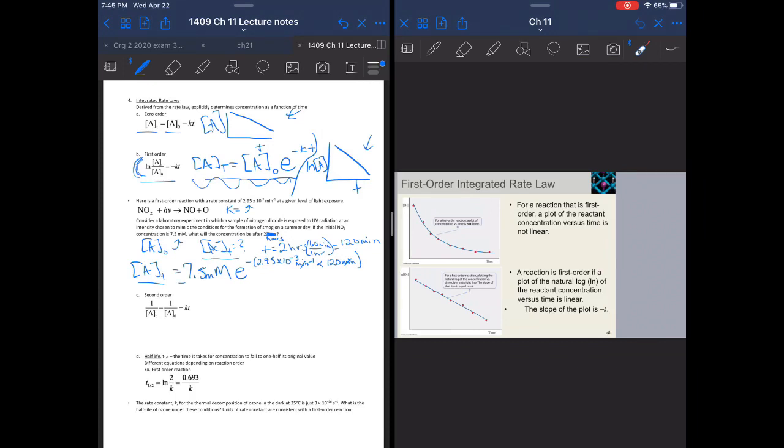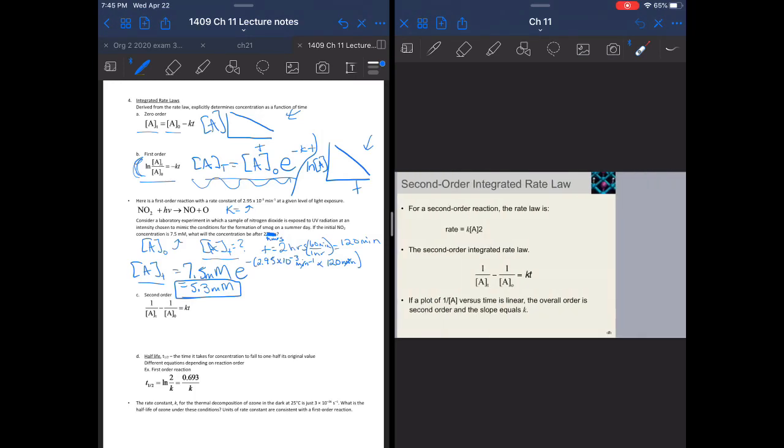Once we plug that into our calculator, we find that the concentration that is going to be left after 2 hours will be 5.3 millimolar. Right, and so that is one way we can use our integrated rate laws to solve problems. We're going to keep going now and take a look at a second order integrated rate law.